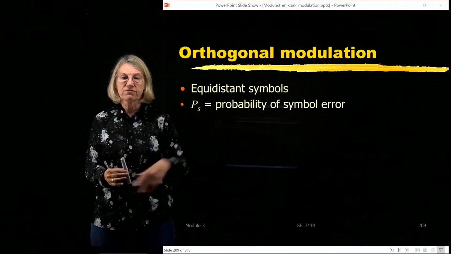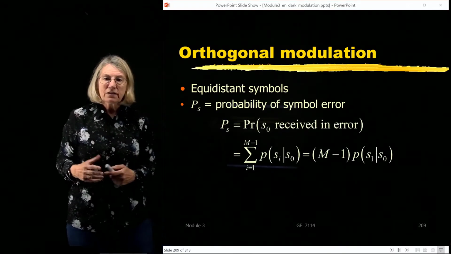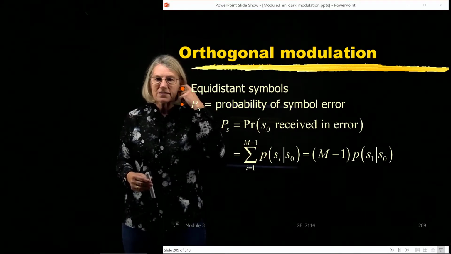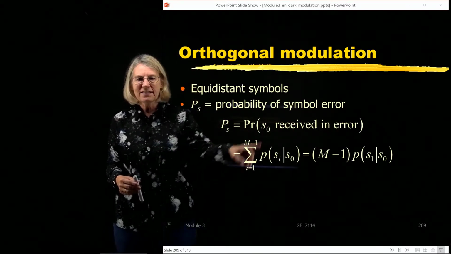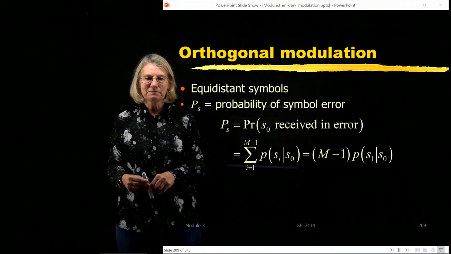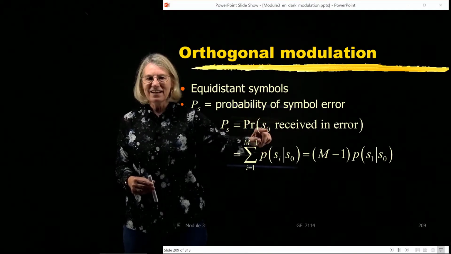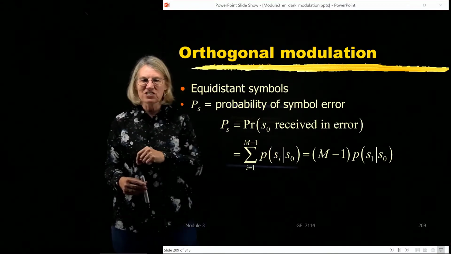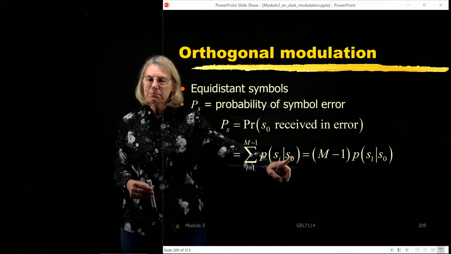For instance, when I have to find the probability of symbol error for a nice orthogonal modulation, well, it's kind of straightforward, because the probability that one of the symbols is received in error is just the probability that it is received in error given that S0 is sent. And if it's received in error, that means I chose a different one. S0 was sent, but I didn't choose S0, which is why I have an index here of i going from 1, so it skips the right one.